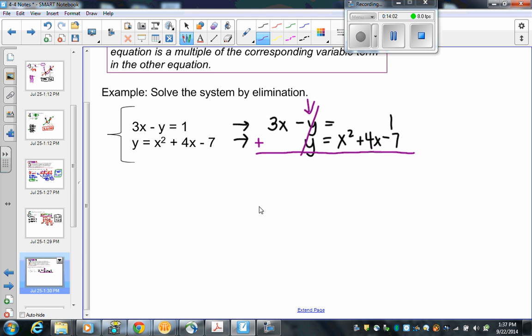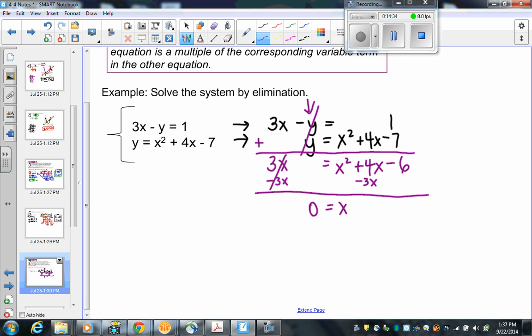That's the elimination method. We want to eliminate something or get rid of it. So what that leaves me with is 3x equals x squared plus 4x, and then combining like terms, minus 6. And now we're pretty much at the same step as to where we would start with substitution. Once the equations are set equal, solve the quadratic. So I'm going to move 3x to the other side by subtracting. They cancel and leave me with 0 equals x squared plus x minus 6.